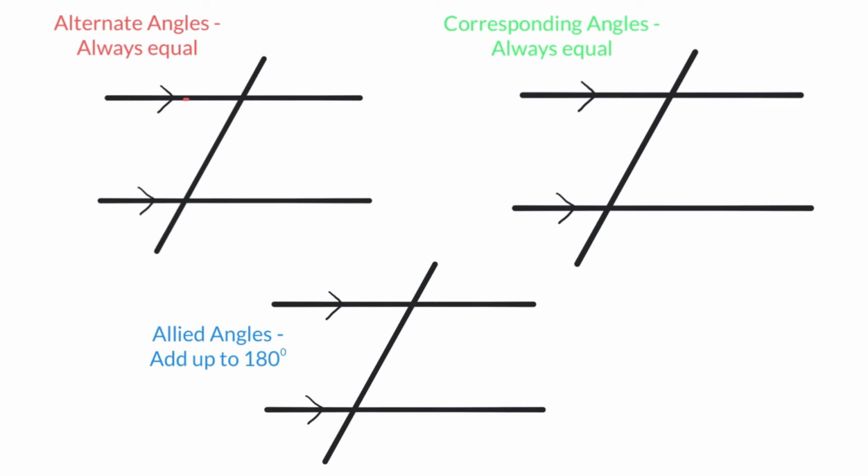Alternate angles are the angles that are enclosed by the Z shape, these angles here. They're alternate sides of the line. These angles are always equal.